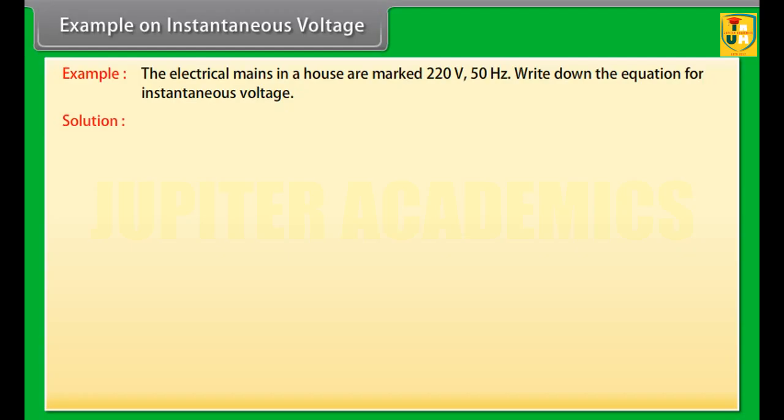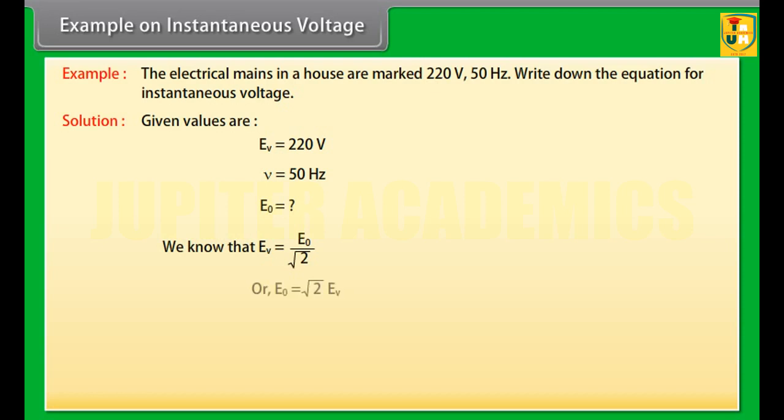Let's see the solution. Given values are EV is equal to 220 volt, nu is equal to 50 Hz. We know that EV is equal to E0 divided by root 2, or E0 is equal to root 2 EV. On putting the values in the equation, we get E0 is equal to 311 volt.